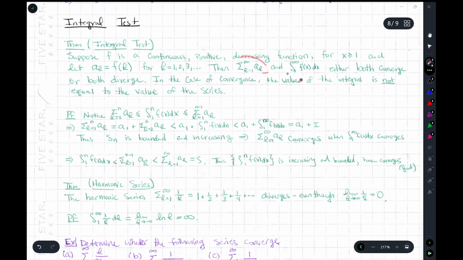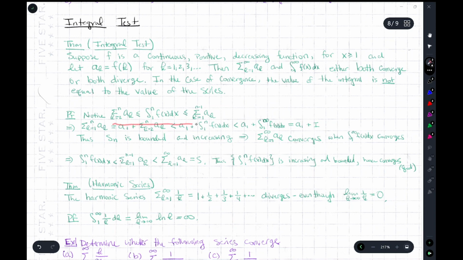the sum and this integral here, which both are going to infinity, they either both converge or both diverge, okay? So if one of these converges, the other converges. If one of these diverges, the other one diverges, okay? In the case of convergence, the value of the integral is not equal to the value of the series. So they're not equal. They just either both converge or diverge. It doesn't mean that they're equal, okay?